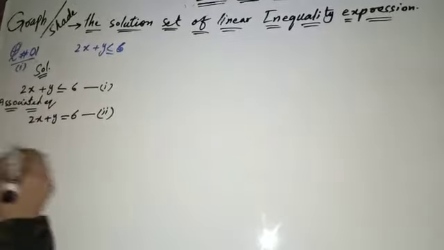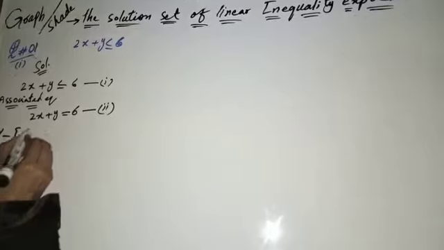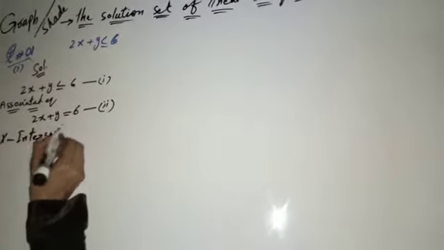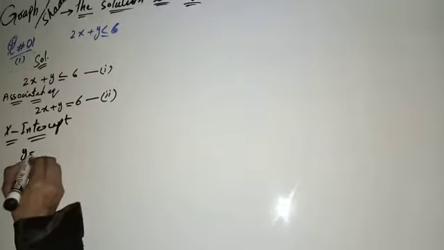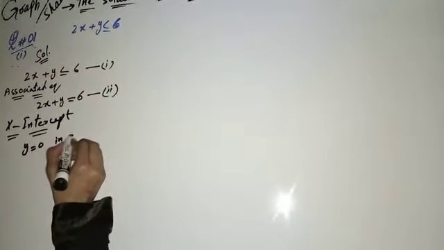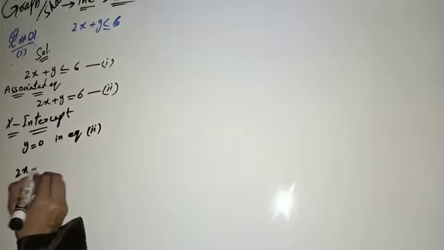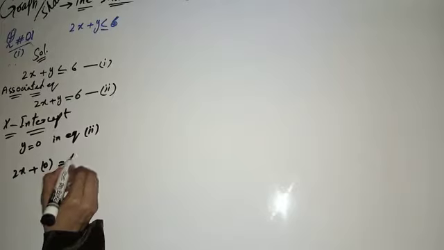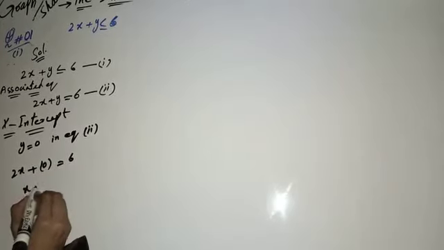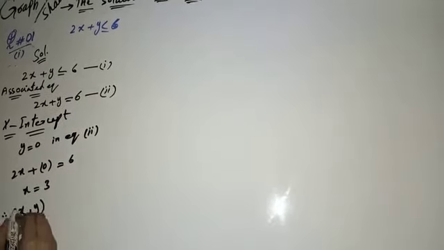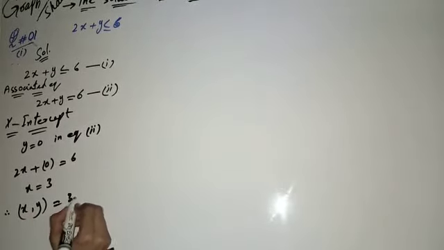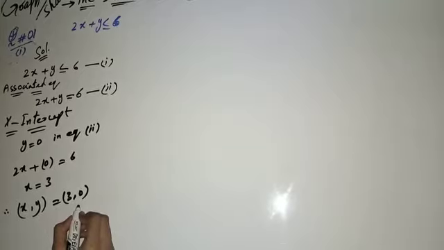To plot a graph, two intercepts are required, the x-intercept and the y-intercept. First of all, I am calculating the x-intercept. To find the x-intercept, always put y equal to 0 in equation number 2, that is the associated equation. 2x plus, in place of y, 0, is equal to 6. Now the value of x is 3, hence (x, y) is a point on this given linear inequality expression.